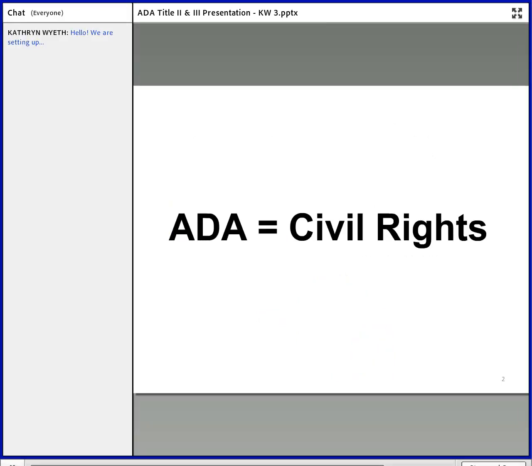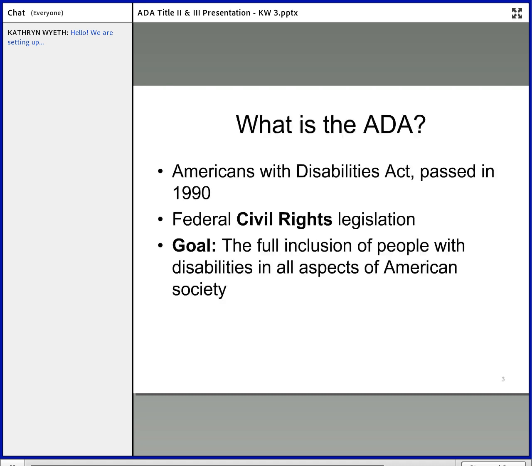All right, the Americans with Disabilities Act. It is the most comprehensive piece of civil rights legislation for people with disabilities. What that means as a civil right, next slide. It was passed in 1990, and its goal, full inclusion of people with disabilities in all aspects of American life.